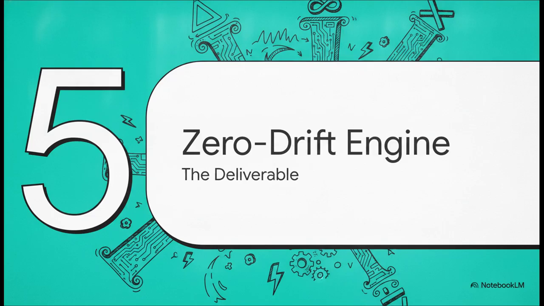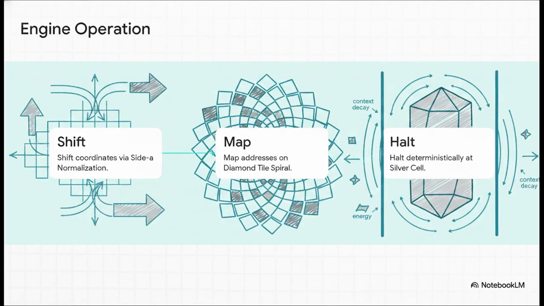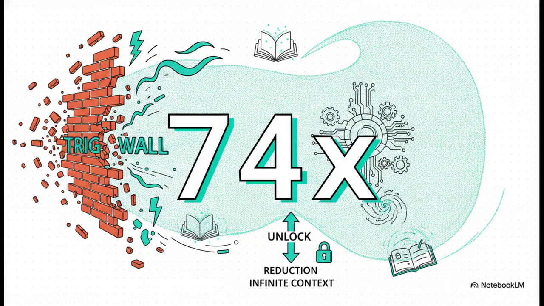And finally, Section 5, the Zero Drift Engine. When these 3 mathematical pillars assemble, they create the exact high-level deliverable Nolan Beast was asking for in that email. First, it shifts coordinates without heavy trigonometry using side and normalization. Second, it maps those addresses cleanly onto the discrete diamond tile spiral. And third, it halts deterministically at the silver cell boundary, stopping context decay and energy drift before they can even start.